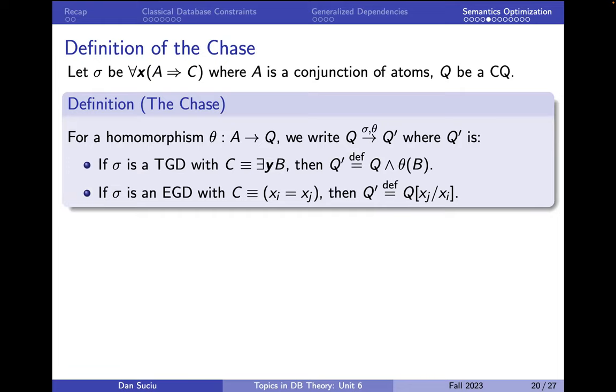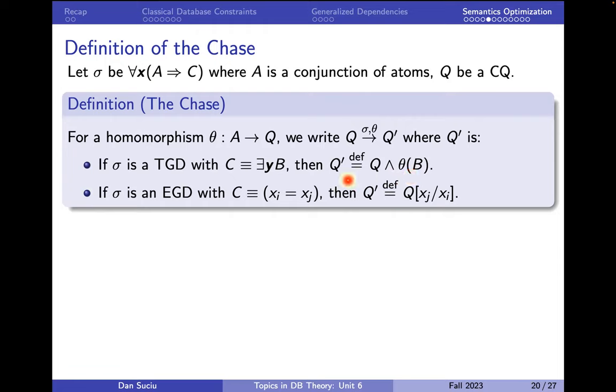Here is a technical definition of the chase. We have two kinds of generalized dependencies, and I didn't know how to write them, so I wrote both of them like this. There exists X. These are the conjunction of the atoms on the left. And here on the right, we can either have an equality or a tuple generating predicate. So the chase is the following. Find a homomorphism from the left-hand side to the query. Then the one-step chase using this dependency and that homomorphism is a new query Q prime defined as follows. If the consequence C was defined as a TGD, so we have this exists Y and B, then we simply add to Q the image of B under this homomorphism.